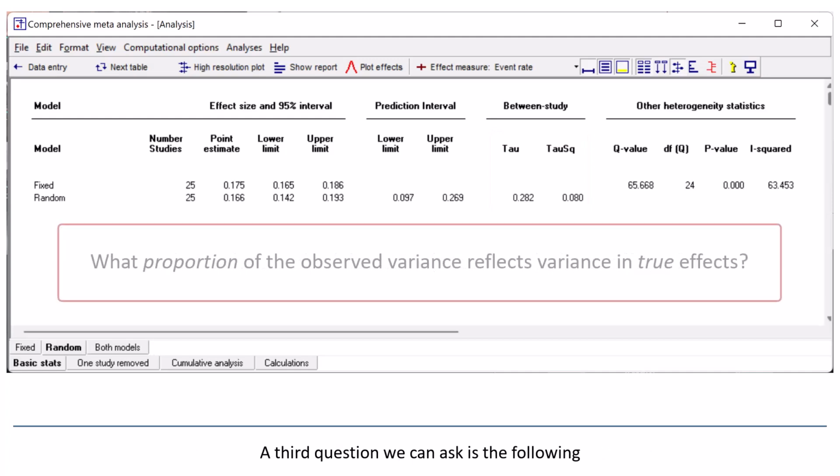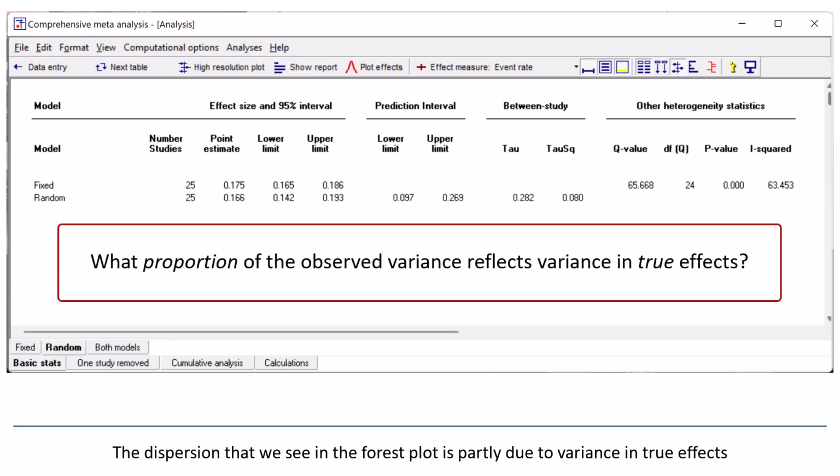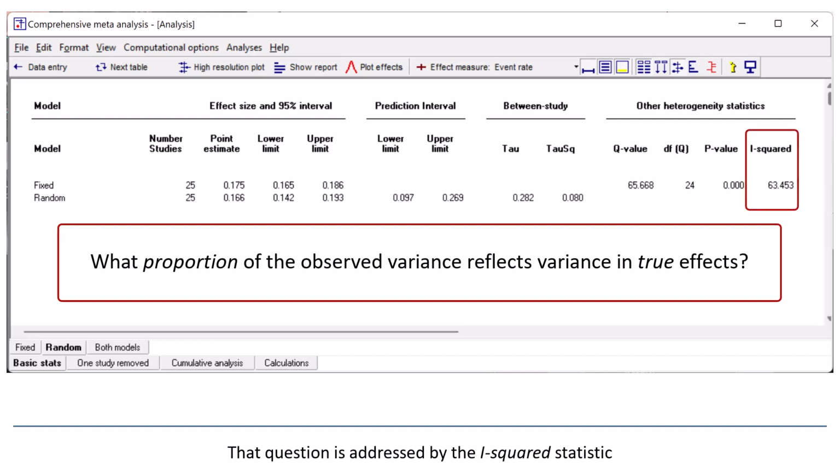A third question we can ask is the following. The dispersion that we see in the forest plot is partly due to variance in true effects and partly due to sampling error. So we can ask what proportion is due to variance in true effects. And that question is addressed by the I-squared statistic. In this case, I-squared is 63.453% or 64%. This tells us that 64% of the variance that we see reflects variance in true effects. The other 36% is simply sampling error.